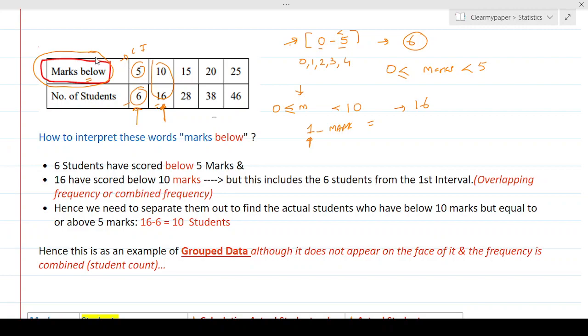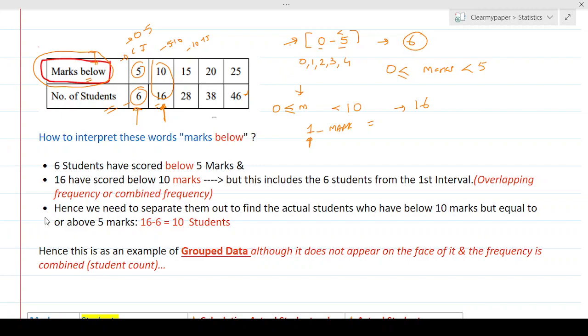So pay attention to this word, the verbiage below, marks below. What does it mean? It will help you define the class interval. Like this will be 0 to 5, this will be 5 to 10, this will be 10 to 15 and so on. That's one. And the number of students also we need to recalculate, because we cannot count the same set of students twice, and that's what it means.